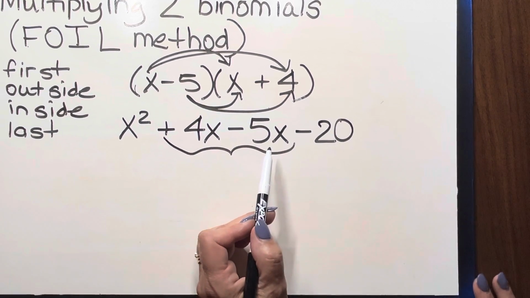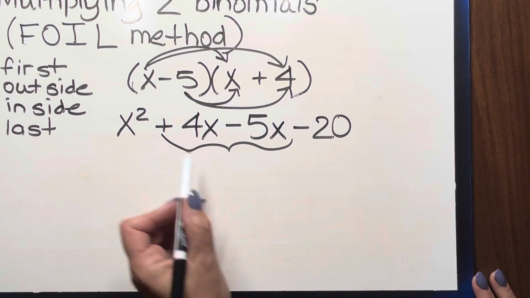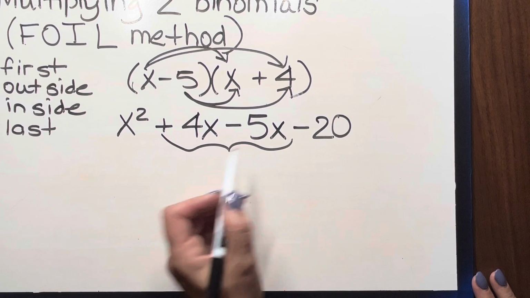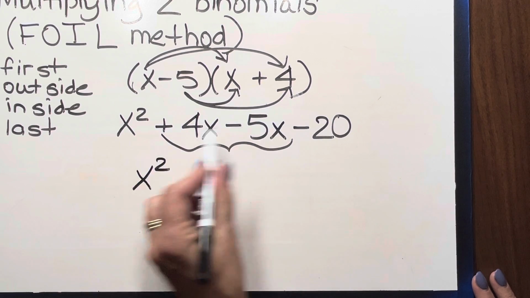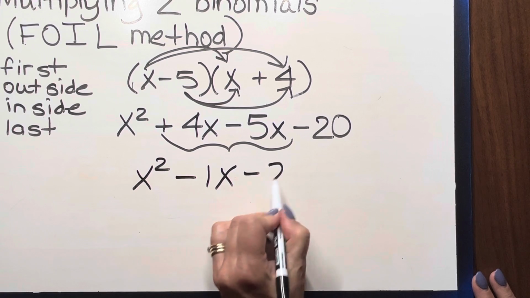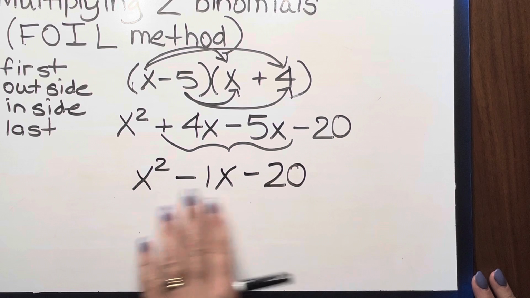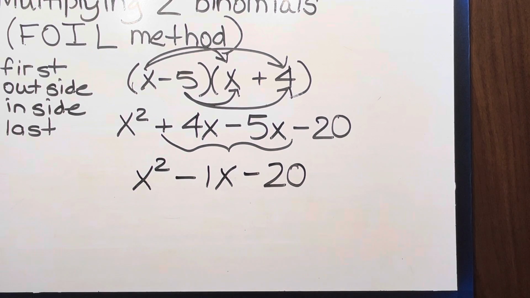What you would like to do, if you can, is simplify by combining like terms. These middle two terms are like terms. They both have an x. And I'm going to do a positive 4 minus 5. Let's keep our x squared. When I add these together, that is a negative 1x. And then minus 20. So I have multiplied them together. There's nothing more I can do. And that's how I used the FOIL method for this problem.